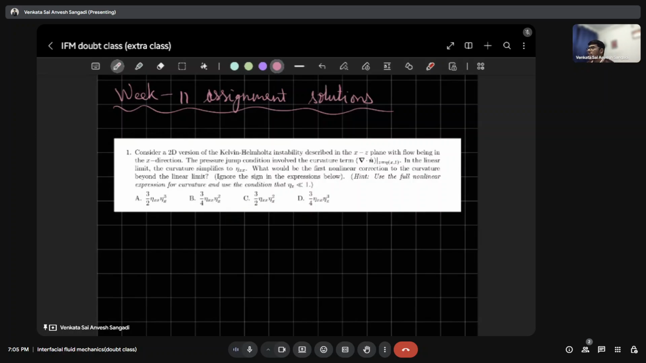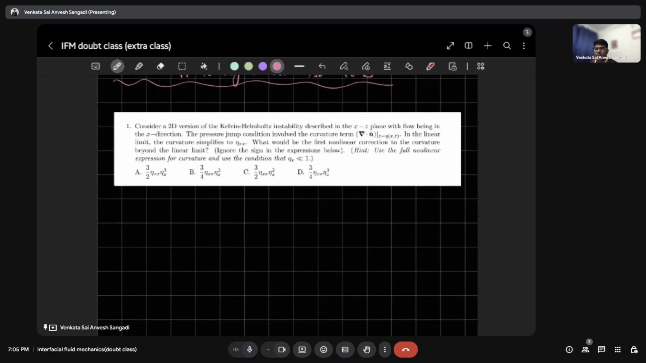Consider a 2D version of Kelvin-Helmholtz instability described in the XZ plane with the flow being in the x direction. So XZ plane, and then the flow is in the x direction.